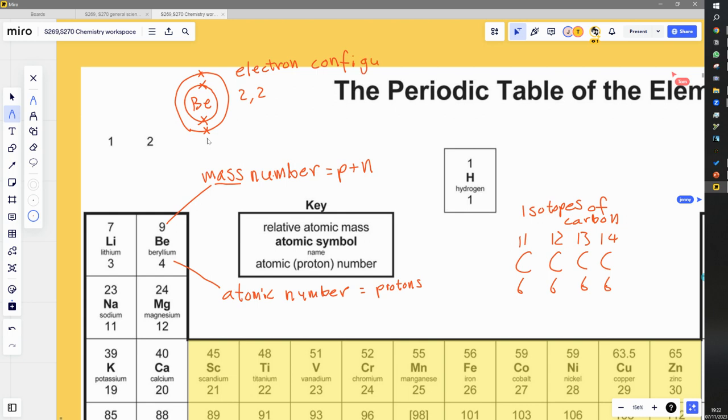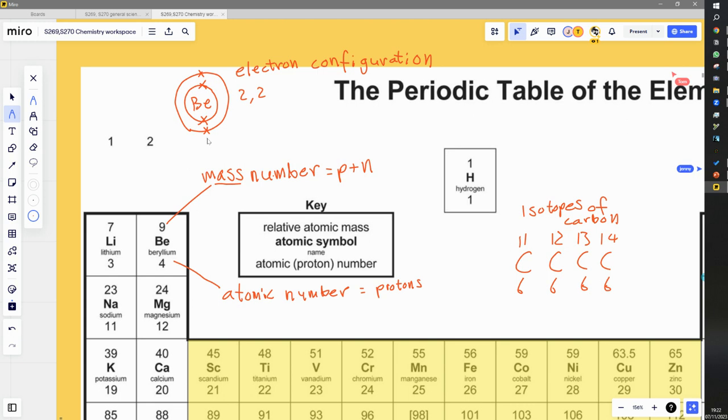So if in the exam they ask you to describe or state the electron structure, or the electron configuration, or the electron arrangement, but they don't give you anything, they just give you one line, then that's what they're looking for. They're looking for this kind of thing. Whereas if they give you a lot of space and make it a bit clearer, they might want you to draw a diagram. Okay, so what else can we say about beryllium?